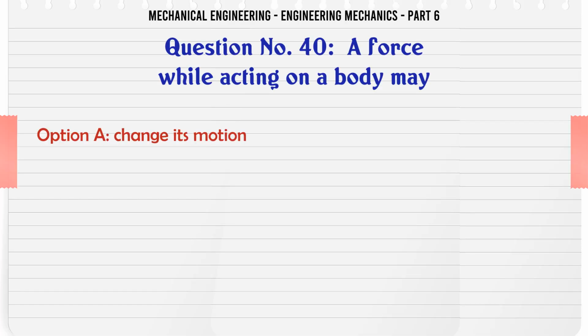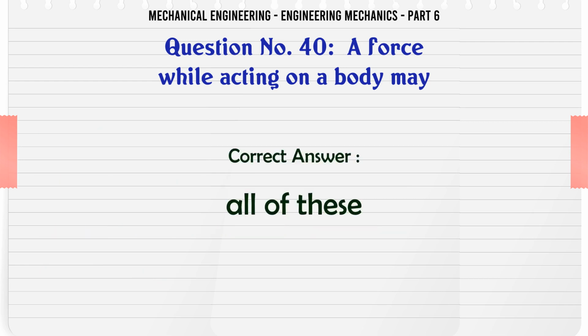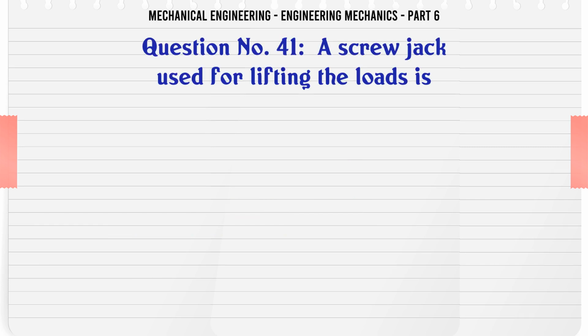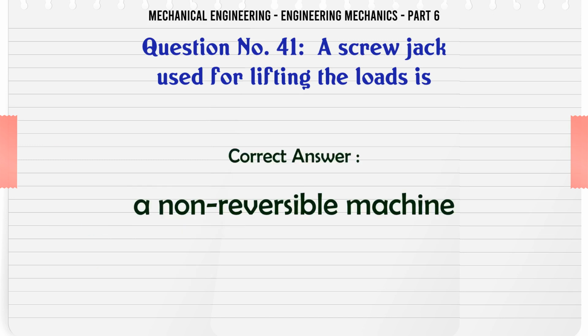A force while acting on a body may A. Change its motion. B. Balance the forces already acting on it. C. Give rise to the internal stresses in it. D. All of these. The correct answer is all of these. A screw jack used for lifting the loads is A. A reversible machine. B. A non-reversible machine. C. An ideal machine. D. None of these. The correct answer is a non-reversible machine.